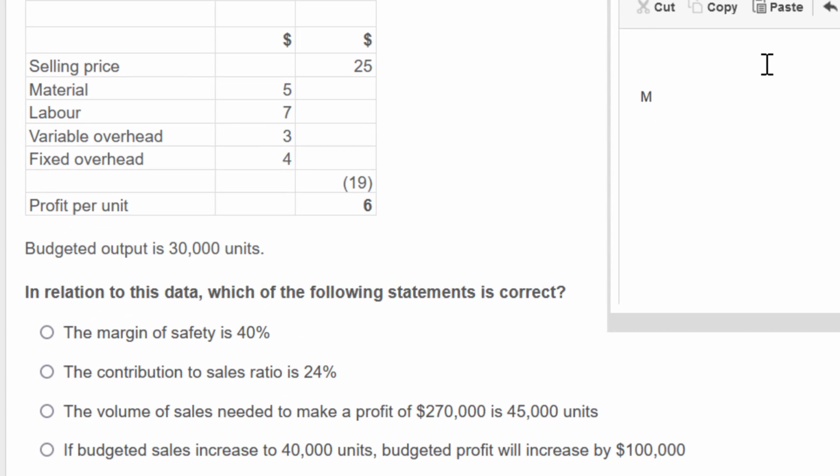Option 1 is margin of safety. Remember, I can use any abbreviation I want. The scratch pad will not be checked by anyone. It's just for my own note-taking. Option 2, CS ratio. Option 3, target profit. Option 4, change in units.